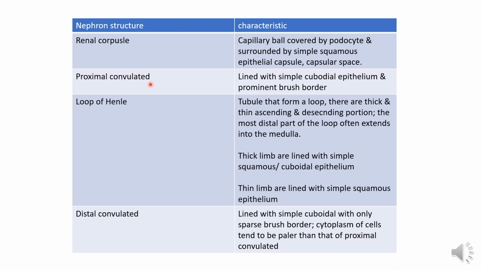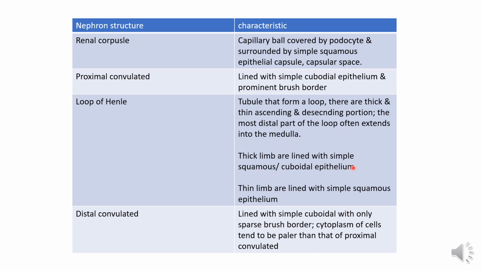And these are the differences between the different parts of the nephron. The renal corpuscle is a capillary ball covered by podocytes and surrounded by simple squamous epithelial cells and the capsular space. The proximal convoluted tubules are lined with simple cuboidal epithelium and a prominent brush border. Then the loop of Henle tubules that form a loop. There are the thick and the thin ascending and descending portions. The most distal part of the loop often extends into the medulla.